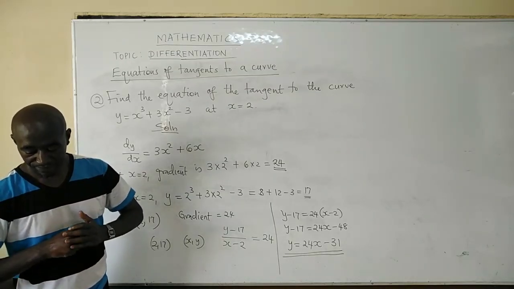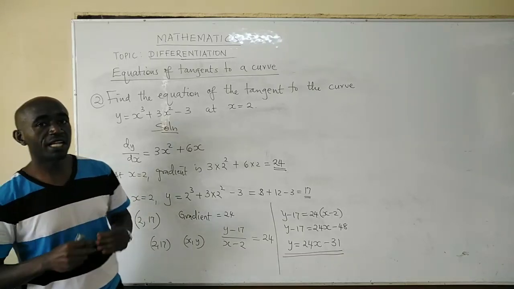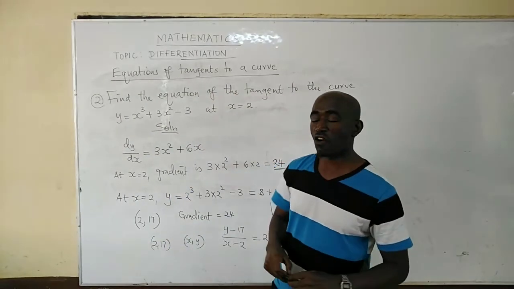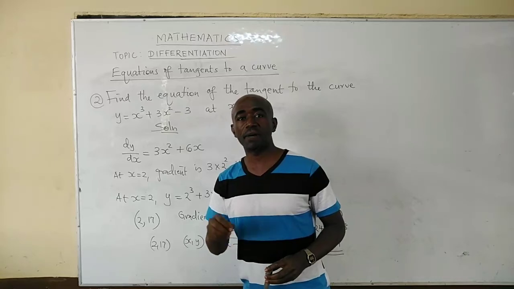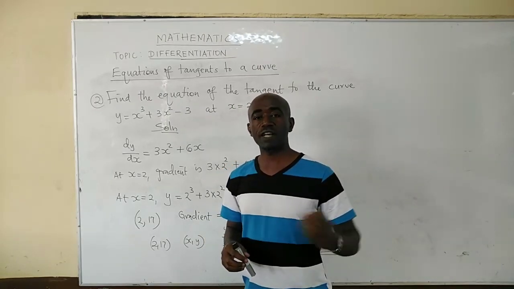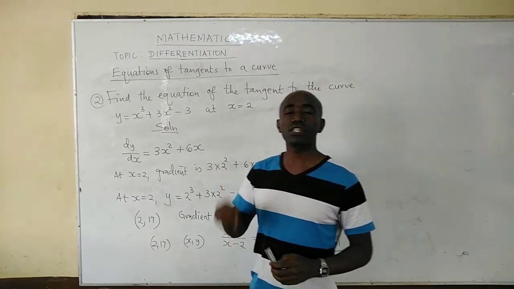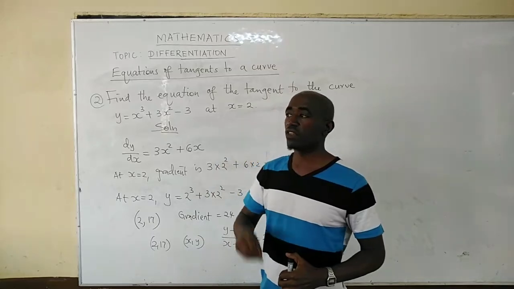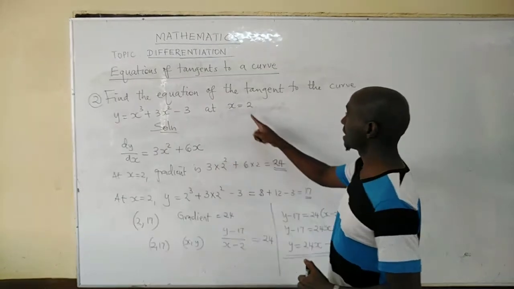My dear learner, I will stop here for today. What we have learned today is how to find the equation of a tangent to a curve at a particular point. And what are you supposed to do? We first differentiate the equation to get the gradient function. The gradient function will give you the gradient of the curve at that particular point. The point must be given.